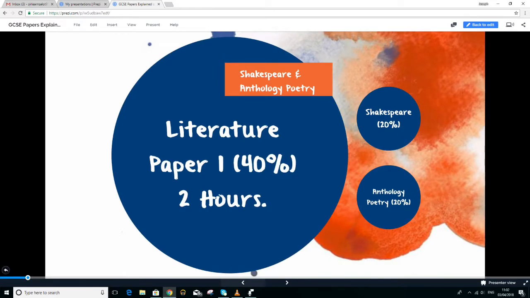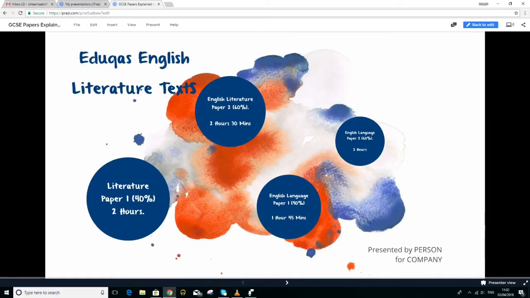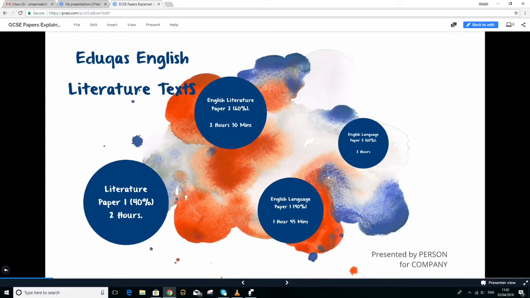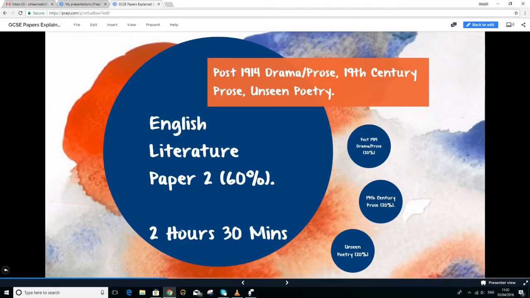So that is your literature paper 1. Okay, fairly self-explanatory. Now, moving into literature paper 2. Now, this one is obviously worth far more of your grade. It's worth 60% of your grade and is also the longest English paper that you will sit at 2 hours and 30 minutes long. This one, knowing what you are doing in what order and the timings for it is key.